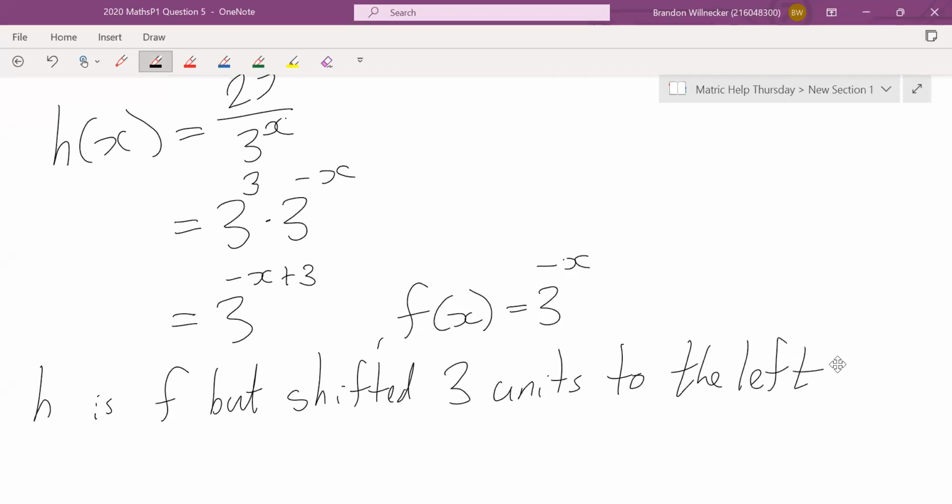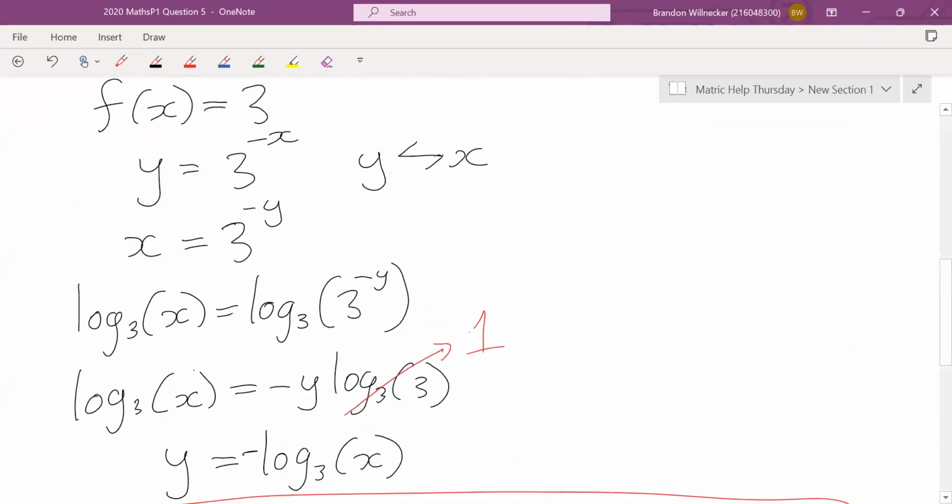Remember, when we add some value to x, we're going to the left. When we subtract some value from x, we're going to the right. In this case, it's plus 3, so that means we're going to the left. I hope that makes sense. If you have any queries, please let me know.